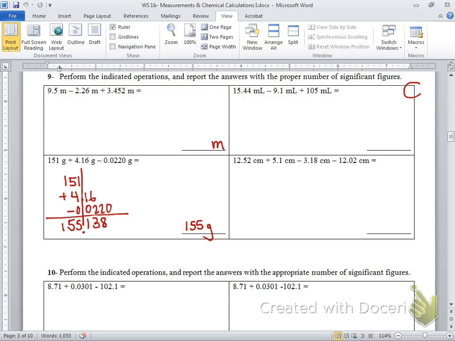It's the largest of the least significant digits. Remember I talked about the LSD in class? Least significant digit.